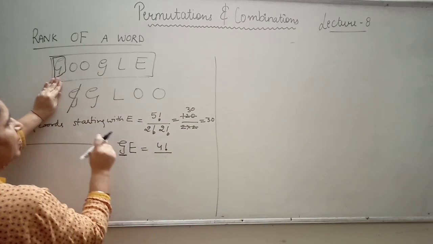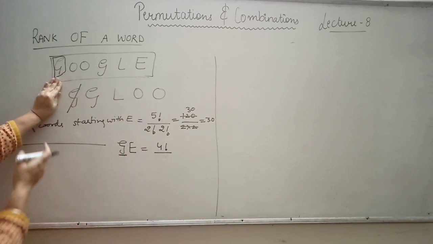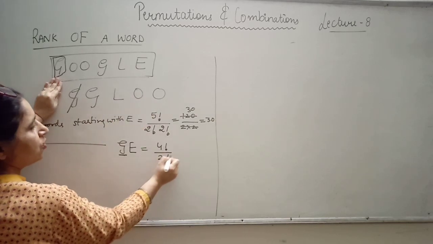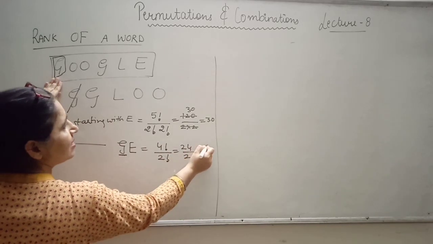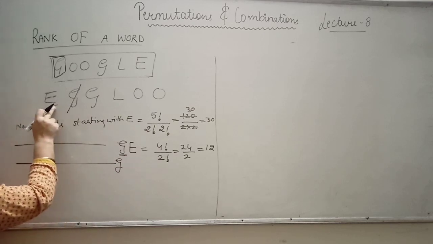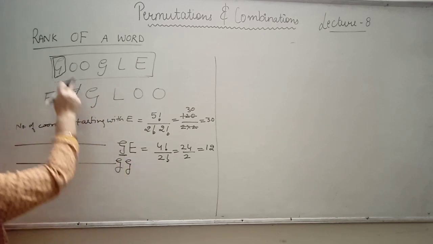factorial divided by the repetition. Now tell me which letters are repeating here. You can see only O is 2 times, so this is 2 factorial. This is 24. 4 factorial means 24. 2 factorial means 2. It is 12. Now words starting with G. After G, what is here? Again G. So this G is not here.